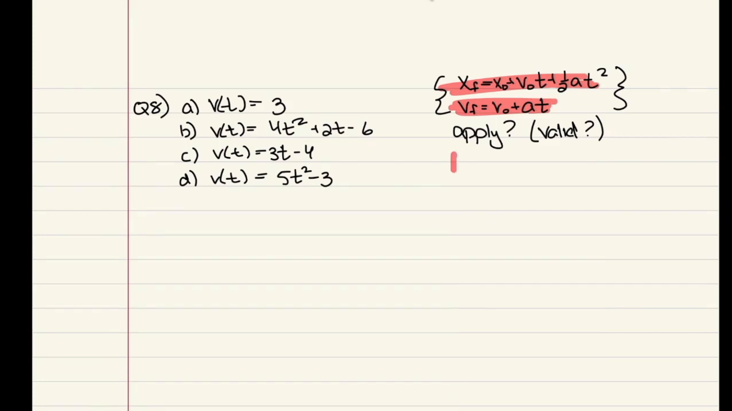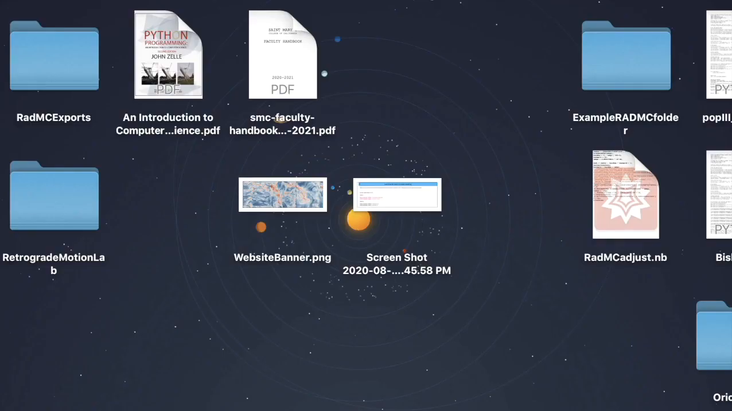But again, the rule, oops, my highlighter's still on. The rule is that A is a constant in order to use these two expressions. If A is not a constant, you better not try to use these equations in a problem. So really, this question amounts to going back and asking, is the acceleration constant as a function of time? If it is, we're good. If not, then we have to go back to the drawing board.